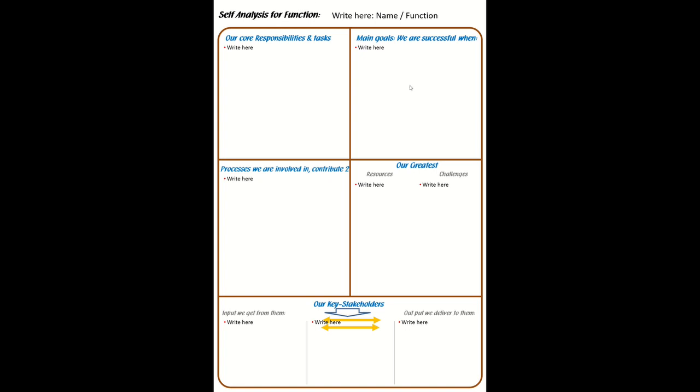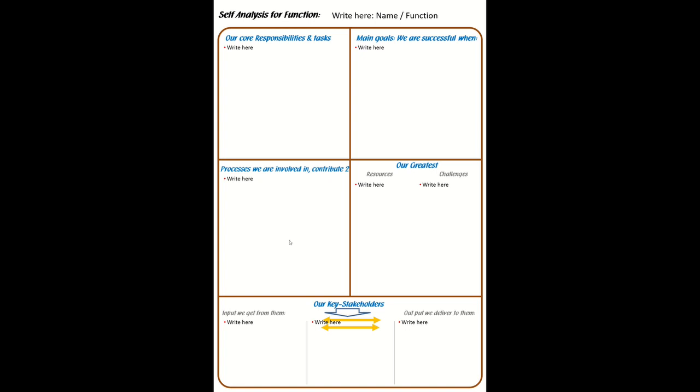On the right side, you find main goals. We are successful when... So what needs to happen? What needs to be in place so that you did your job and are successful in what you do? You write all those things here. It's a bit of a walk on the edge, whether to be very high level and unspecific, or too detailed. But there's a difference between core responsibilities and main goals. The core responsibilities lead to the main goals.